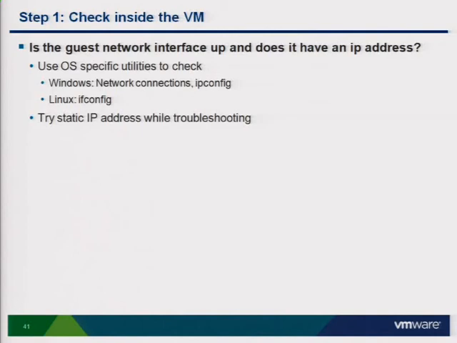So use OS-specific utilities. In Windows, you look for network connections, ipconfig, and in Linux, you use something like ifconfig. To eliminate DHCP server-related issues, as in you're not getting some address correctly assigned, or just reducing the variability, we generally recommend that if you think you have guest-related issues, try and reassign it a static IP address. That way, you'll reduce the number of moving parts.